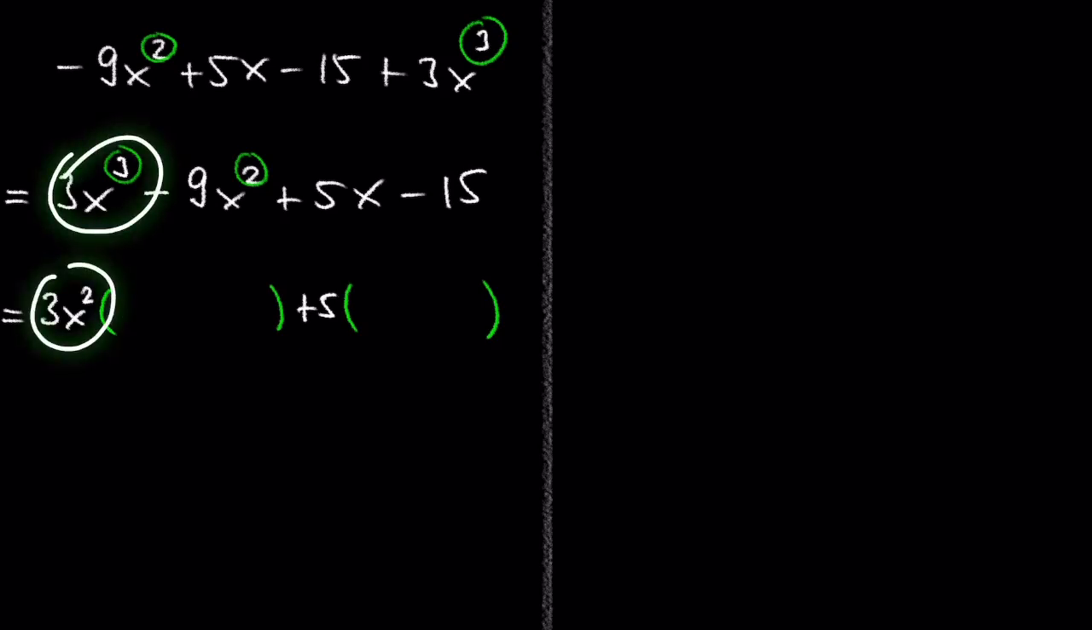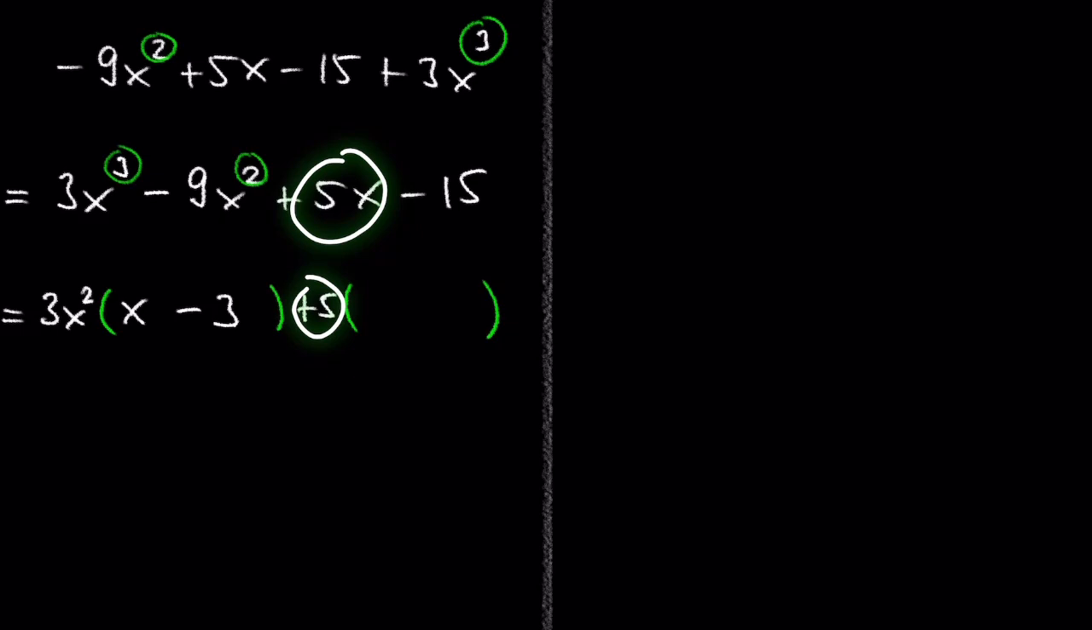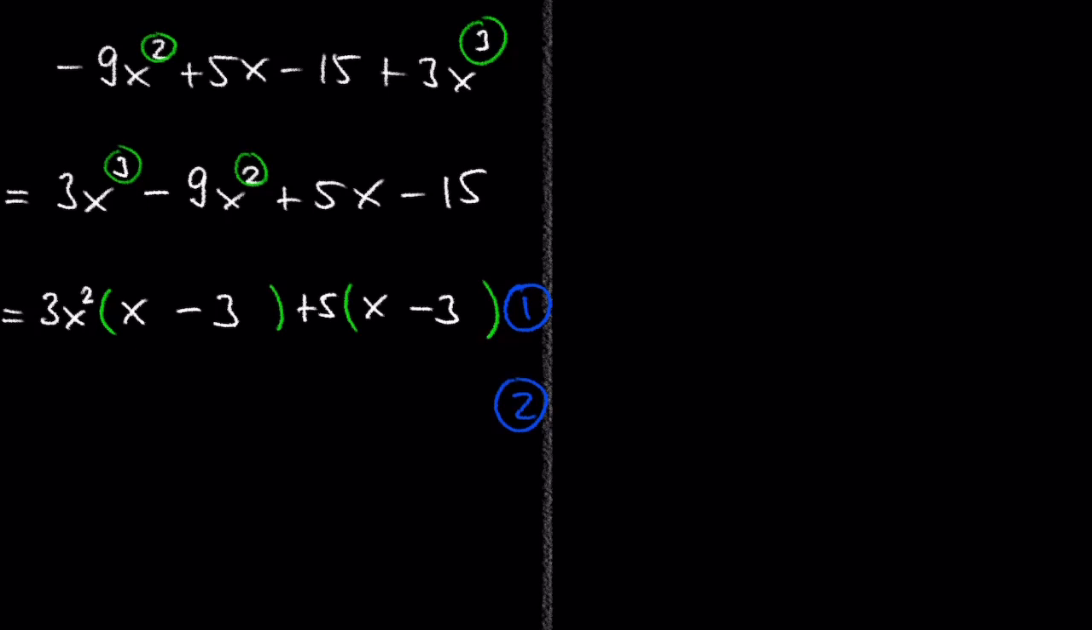3x cubed divided by 3x squared is x. Negative 9x squared divided by 3x squared is negative 3. And 5x divided by 5 is x. Negative 15 divided by 5 is negative 3. This was our first step. The second step we are going to do now is factoring out x minus 3.